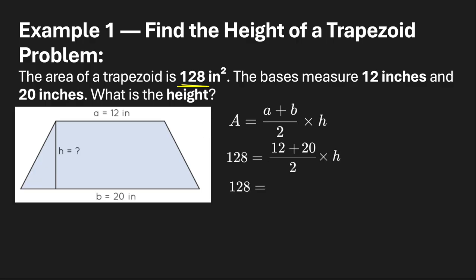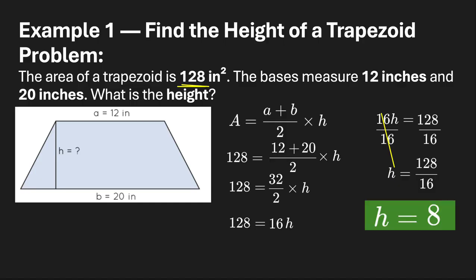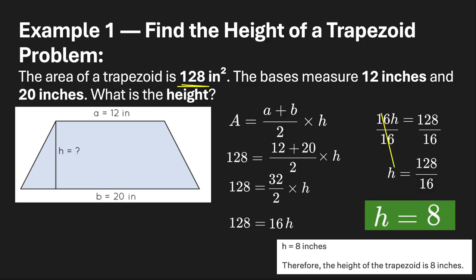Now we're going to bring down 128. We're going to add 12 plus 20. 12 plus 20, that's going to be 32 times the height. And then 128 equals 32 divided by 2, that is 16 times the height. Dividing both sides by 16 for us to get the height, it will be canceled out. And then the remaining would be h, or the height, is equal to 128 divided by 16. That is going to be 8. The height is 8 here. So that's going to be 8 inches, the height of the trapezoid.